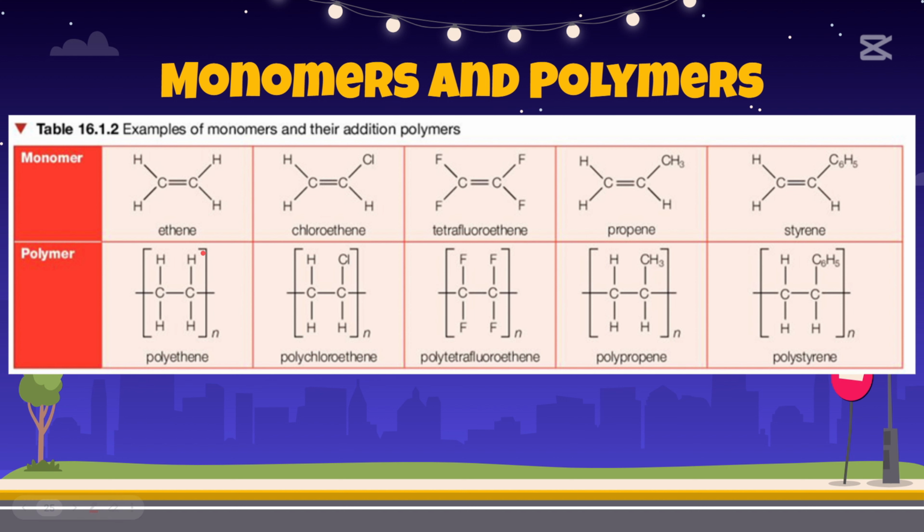So ethene would give you polyethene, chloroethene would give you polychloroethene. Notice the chlorine group, right? Then we have tetrafluoroethene. Tetra meaning there are 4 fluorine atoms found around the ethene, the double bonded C, so it's tetrafluoroethene. Then we have propene. By the way, tetrafluoroethene will give you polytetrafluoroethene, PTFE, right? Like your PTFE pots, for example. We have propene, which gives you polypropene, and you have styrene, which gives you polystyrene, which is the polymer.